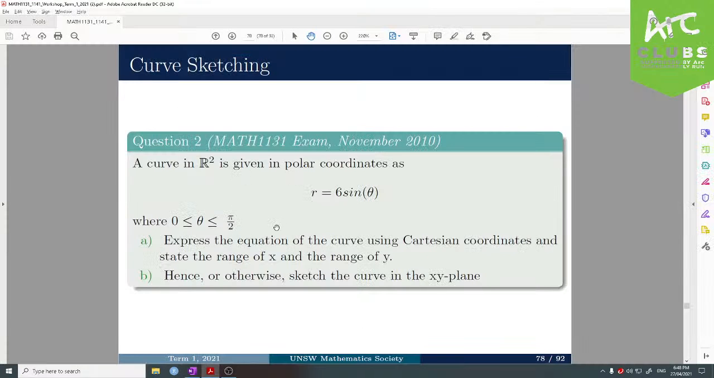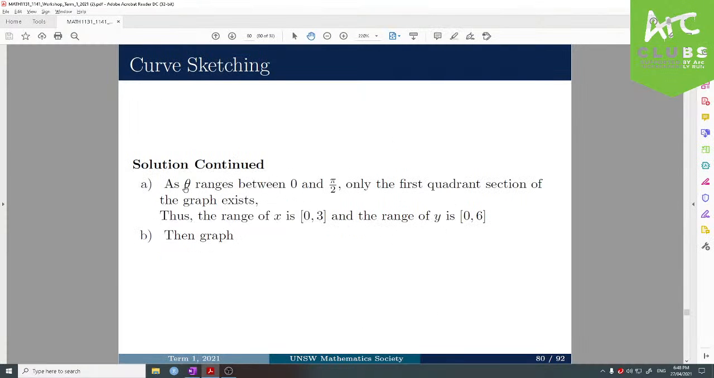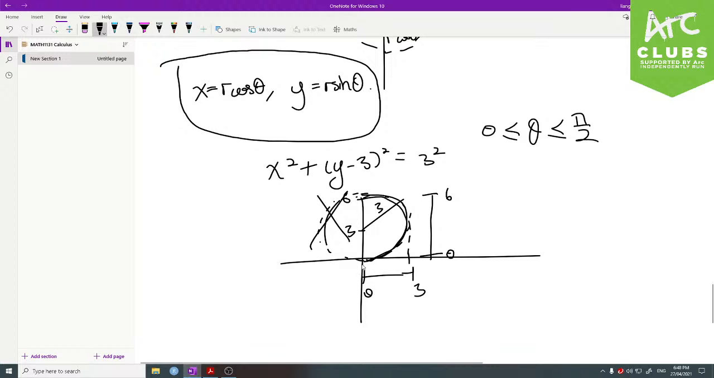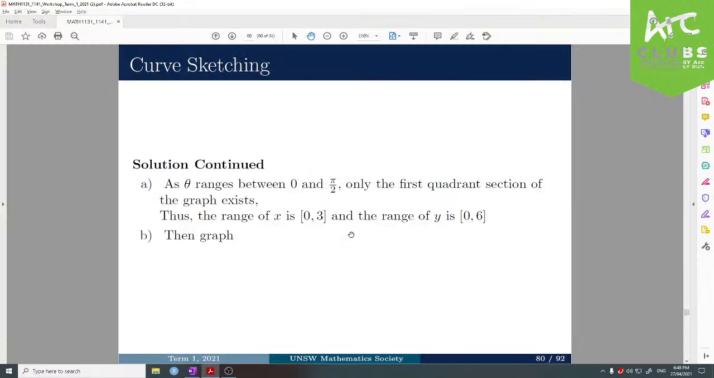So part A, since theta is in this range, we only have the first quadrant section of the graph, and so x goes between 0 and 3, and y goes between 0 and 6. Okay? And then we graphed half the circle here. Okay, good. That basically concludes it for curve sketching. Right, so curve sketching was mainly graphing functions with weird asymptotes and also graphing polar coordinates.